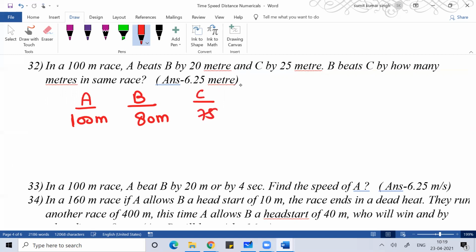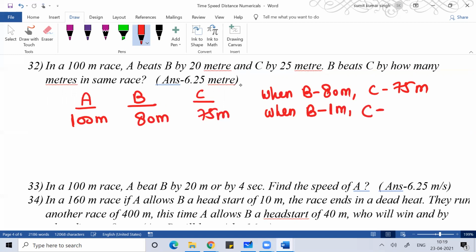And means when A has covered 100 meter, B has covered 80 meter and C has covered 75 meter. B will beat C by how many meters in the same race? So when B has covered 80 meter, C has covered 75 meter. So when B has covered 1 meter, then C has covered 75 by 80 meter. I hope you understand it.